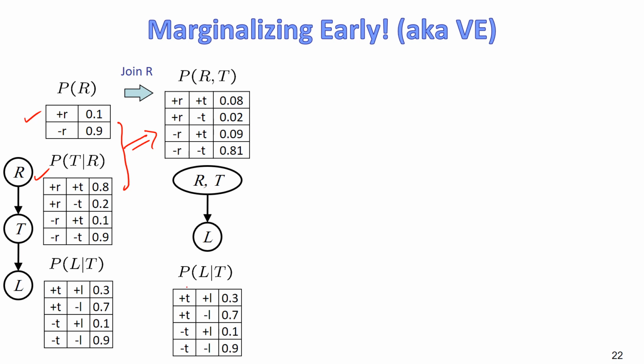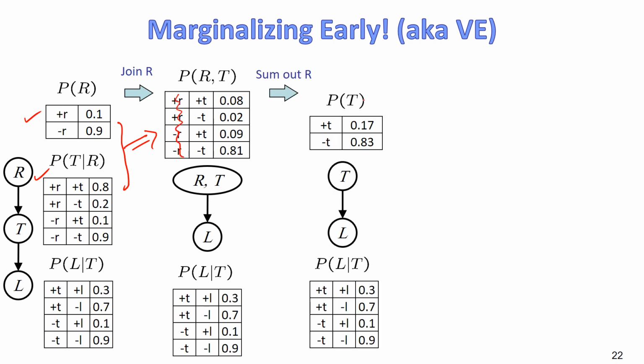Now we have this one and this one, right? Whenever we join, we eliminate immediately. So we eliminate R here and get only T. So now we have T and L only: we have P of T and P of L given T. Now we can join on T. That's the second hidden variable.